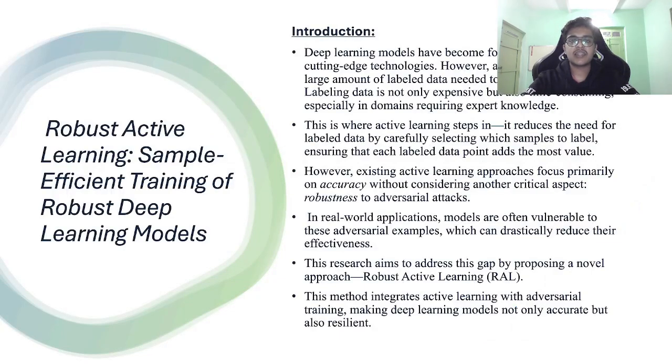So the first slide here is basically the introduction, and just keep in mind that all of this particular video is based off of one particular paper that I had chosen. So the title of this particular paper is going to be Robust Active Learning, Sample Efficient Training of Robust Deep Learning Models. So again, as I said, this is the introduction.